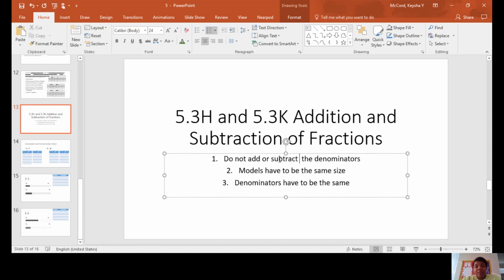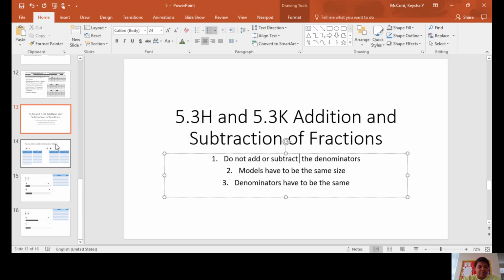Number two, all our models have to be the same size. So when you're drawing your model, whether it be on graph paper or on regular printing paper, they must be the same size. And number three, the most important rule, that's why I saved it for last. Denominators have to be the same. You cannot add or subtract fractions if your denominators are not the same number, okay? They must be the same.